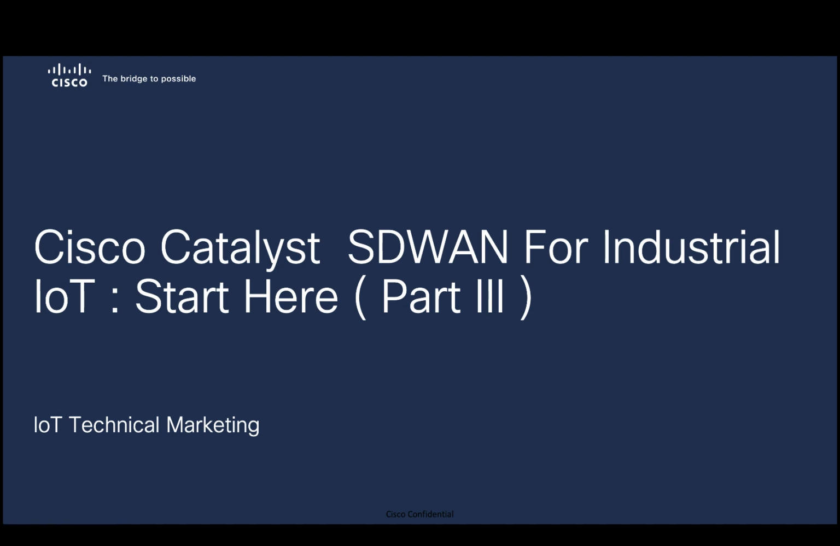Hello and welcome to the series of onboarding and config guides for Cisco's Catalyst SD-WAN Manager for Industrial IoT routers. This is part 3 in the series. In parts 1 and 2, we covered an overview of SD-WAN, and in part 2, we covered how to onboard an industrial router in SD-WAN with the overlay fabric and in the typical SD-WAN mode. In this part, we will be covering mode 2, which is the SD routing mode.